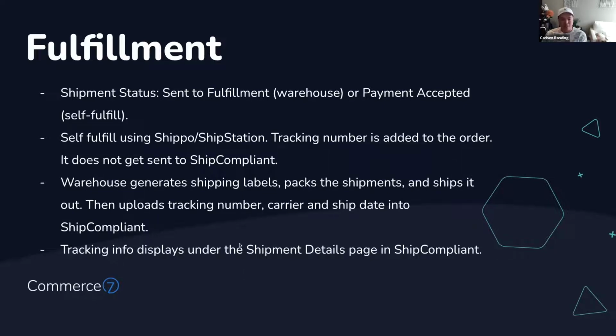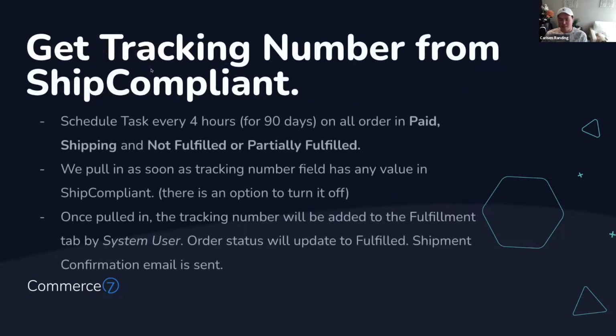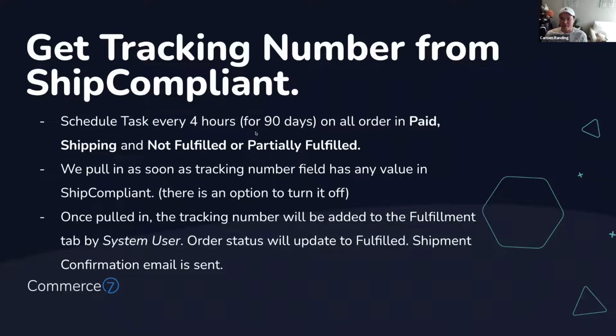And that plays into our next functionality, which is Commerce7's mechanism for pulling tracking numbers from ShipCompliant. So the way it works is it's a scheduled task that happens every 4 hours. And this scheduled task lasts for 90 days after the order paid date. So after 90 days, if we're not getting any tracking number, the system does give up.